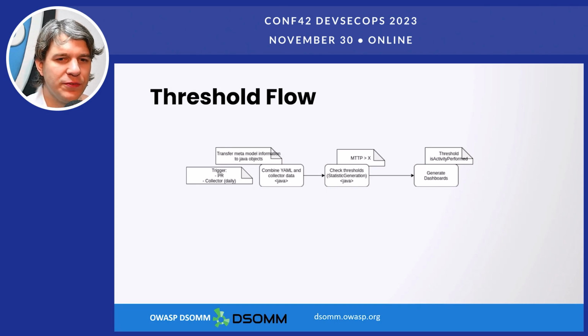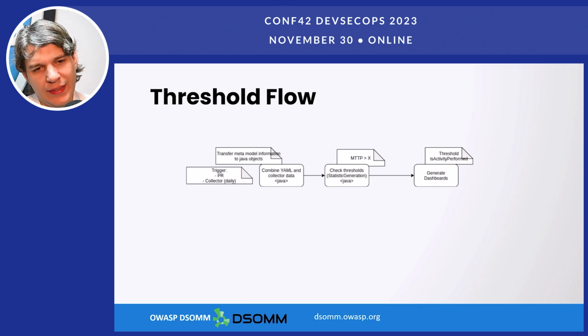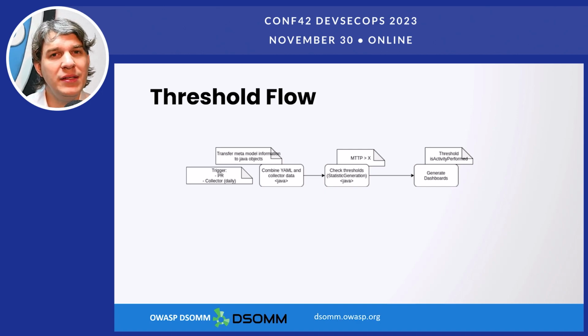Here we see how the flow is for the thresholds. So there is a trigger, for example, the pull request. Then we transfer the meter model information to Java objects. We combine the YAML files and the collector information. Then we check the threshold for that team in that particular level of, for example, the mean time to patch. Then we generate dashboards out of it. The dashboards will already have thresholds which we generate from the Java application.